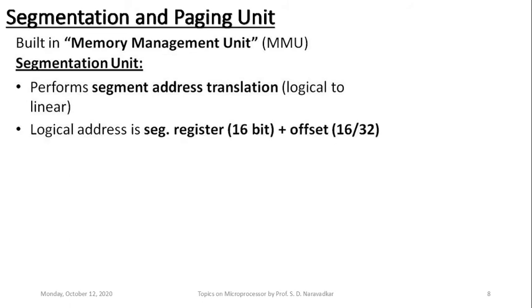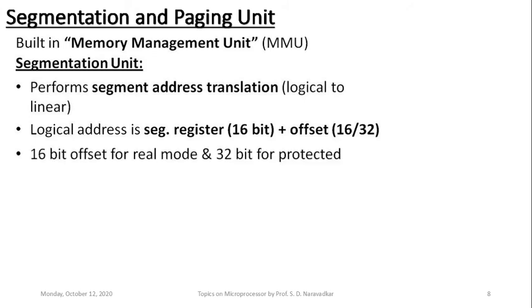This logical address consists of the segment register, which is 16-bit, and the offset, which can be either 16-bit or 32-bit depending on the mode of operation of the 386DX processor. Here it is elaborated that a 16-bit offset is used for real mode operation and a 32-bit offset is used for protected mode operation of the 80386DX processor. These two modes I want to explain in my next forthcoming video lectures.